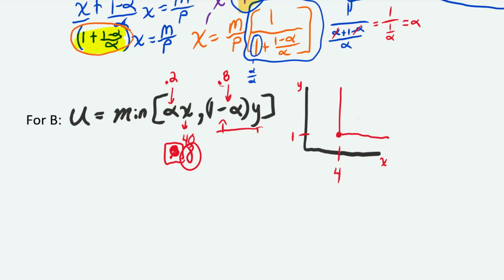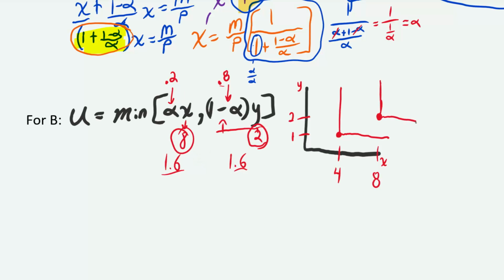What if we had 2 y's? Well, then this person is telling us that they would need 8 x's. They always want to consume in that proportion because the minimum of the product of those two things, 8 x's times 0.2 is 1.6, and 0.8 times 2 is also 1.6. So the two are equal. That's the amount of utility. But if you let either one of these drop below that fixed proportion where you want 4 x's for each y, you're not going to get the same amount of utility. So this is what these indifference curves are going to look like.